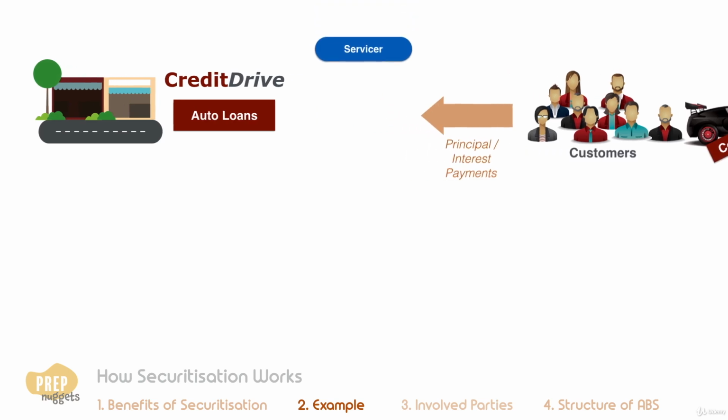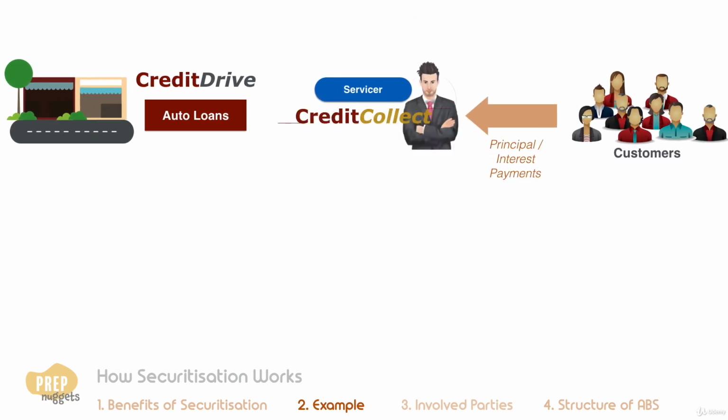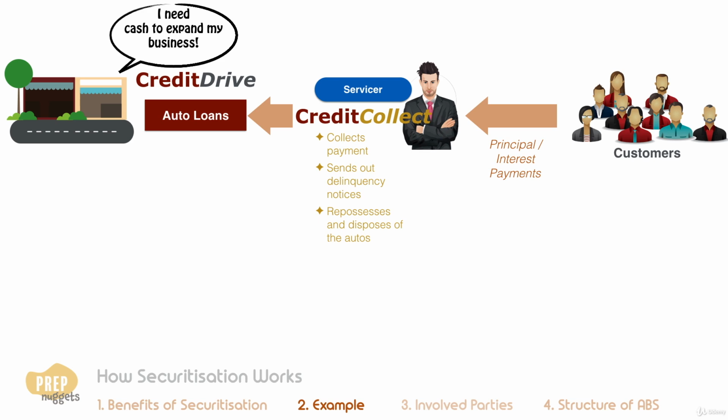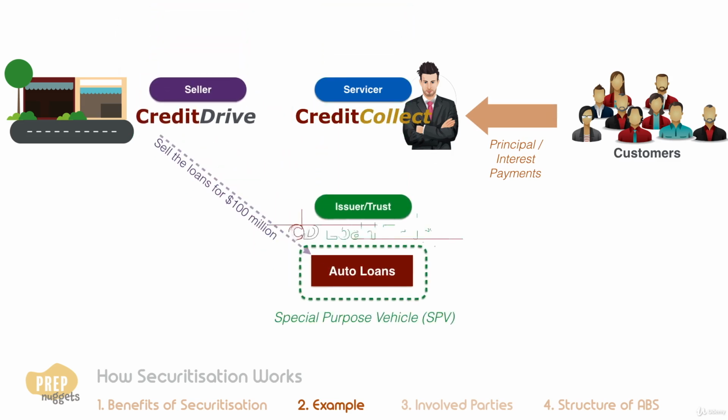Credit Drive has appointed Credit Collect as the servicer of the loans. It collects the payments on behalf of Credit Drive, sends out delinquency notices, and repossesses and disposes of the autos if the customers do not make timely payments. In order to fund its business expansion plan, Credit Drive has decided to securitize $100 million of its loan assets. It accomplishes this by selling the loan portfolio to a special purpose vehicle called CD Loan Trust for $100 million.